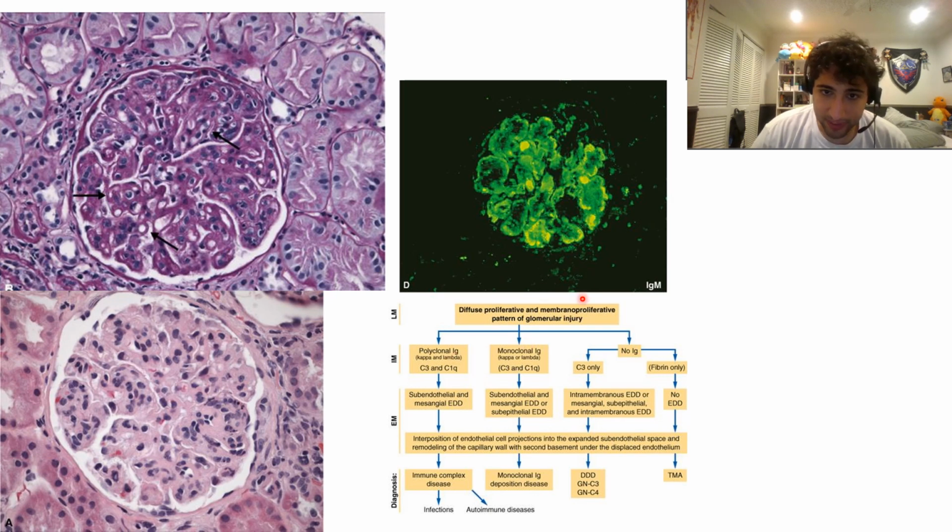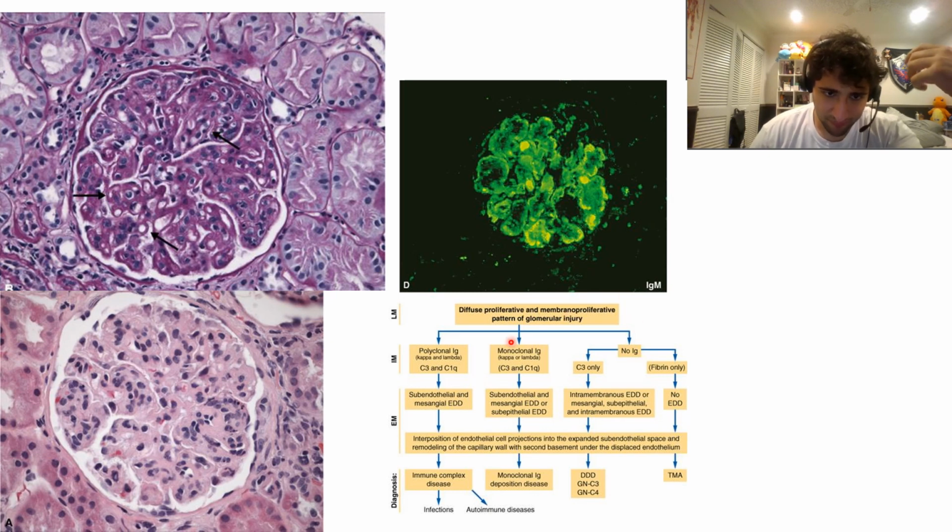So there's a couple patterns for diffuse proliferative and membranoproliferative patterns of glomerular injury. If it's C3 and C1q, actually at this point you probably don't need to know this too deeply. What I want you to think of, you have your Ig, right? Your immunoglobulin mediated disease. So you look on light microscopy and you're going to see this stuff. What's going on up here?